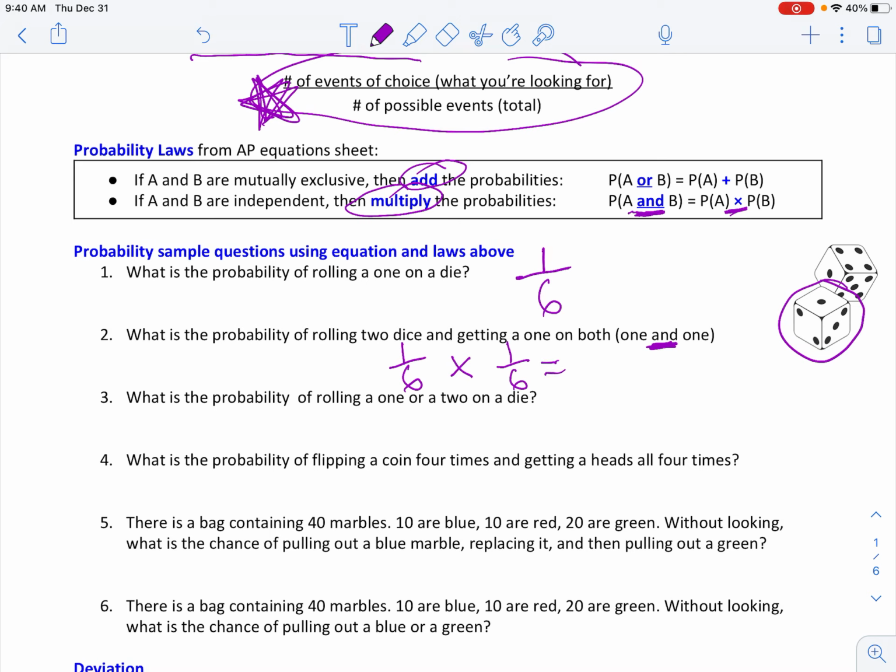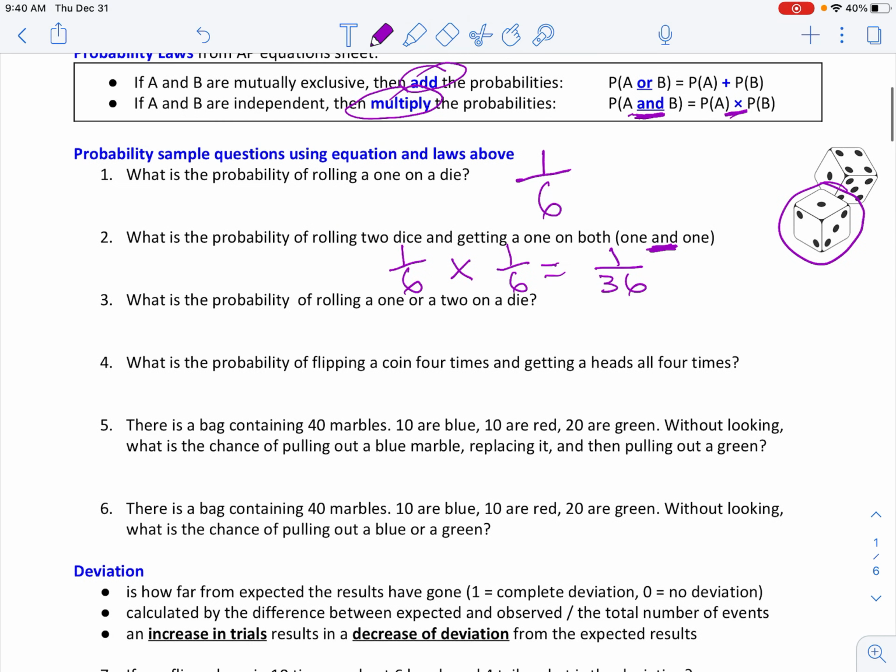Okay, maybe you haven't multiplied fractions very often, but I'm going to take my 1 times 1 is 1, multiply my numerators, and then 6 times 6 is 36. So there's a 1 in 36 chance of getting snake eyes, it's called. 1s on both of them if you roll 2 dice together.